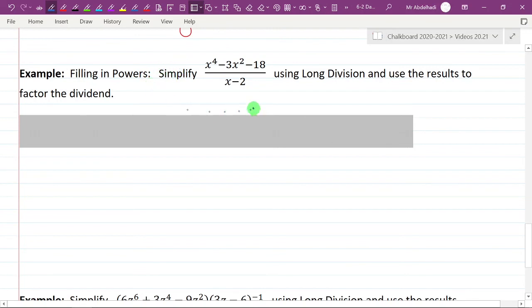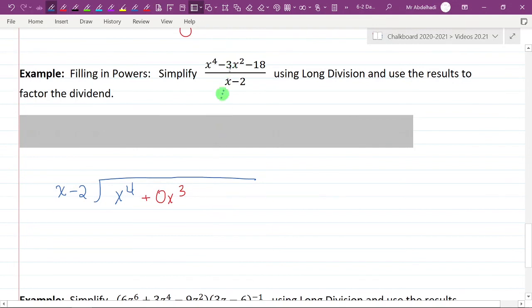Here's what I mean. Let's set this up as long division. Here's the divisor. You cannot just write x to the 4th minus 3x squared minus 18. This isn't going to work. So what you need to do is fill in all the missing powers. So the highest power is 4. That's fine. Then you have to come down 1 power at a time. So where's the power of 3? There is none. So what you do is put in plus 0x to the 3rd as a placeholder.